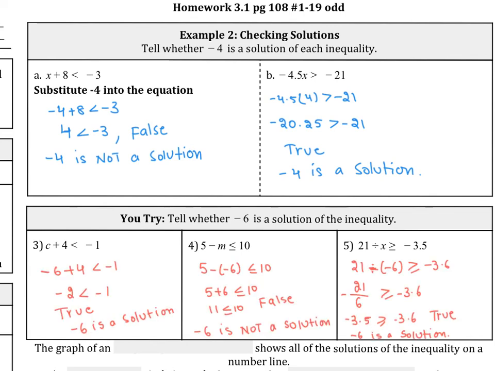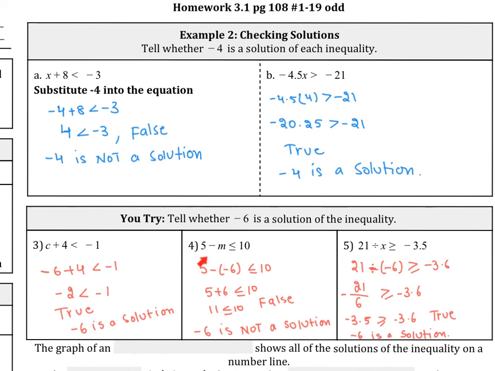So for number 3, you're using negative 6 for c and plugging it in. Negative 6 plus 4 less than negative 1. So negative 6 plus 4 is negative 2. And negative 2, we all know that is less than negative 1. So it is true. So negative 6 is a solution.